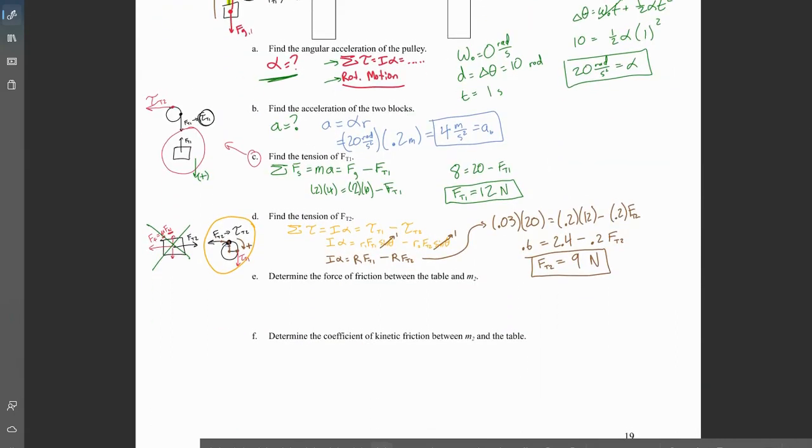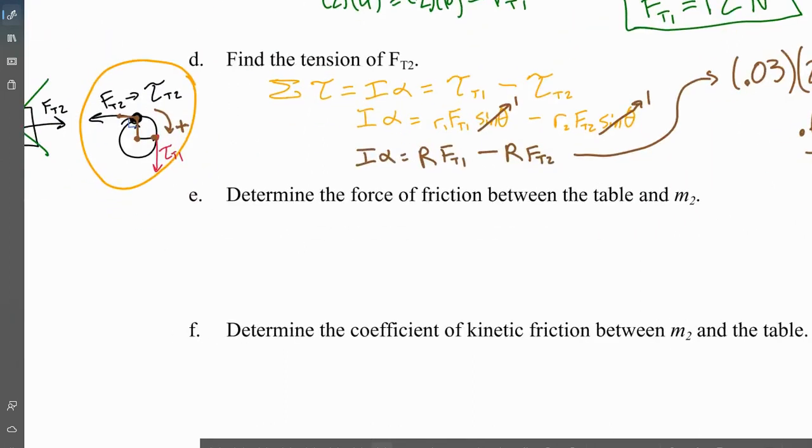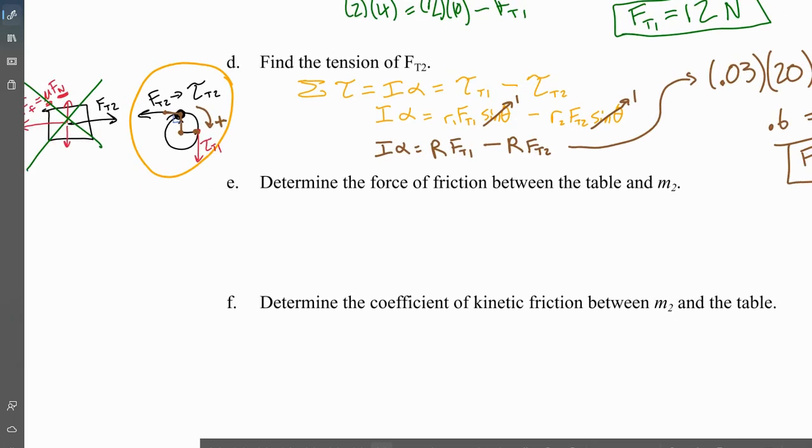Two parts left. E, determine the force of friction between the table and mass 2. All right, well, what's the only thing the force of friction applies to?